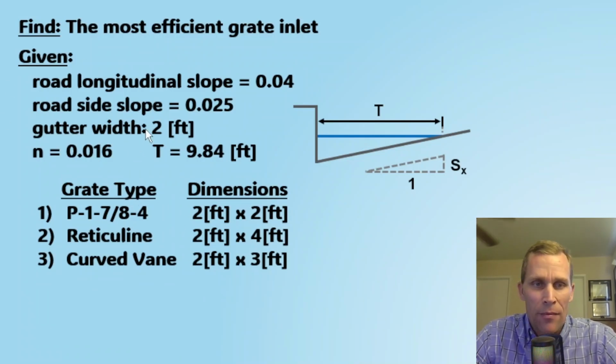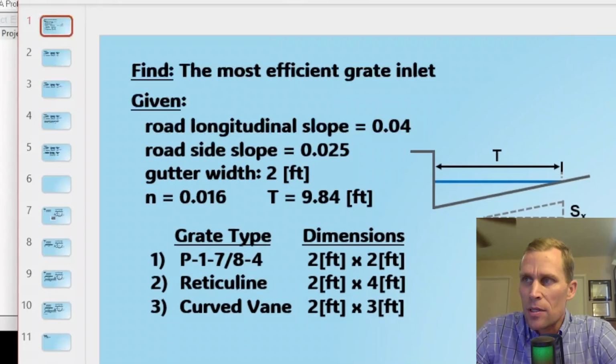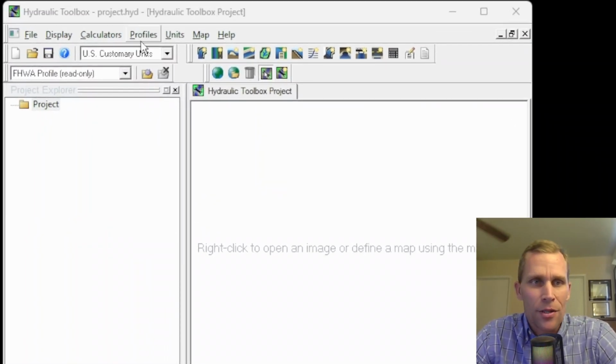And then up above, we have some more information, such as the slope of the road and the side slope, the longitudinal slope, the side slope, the gutter width, Manning's N roughness coefficient, and the top width T. If you want to follow along and use these numbers, I'm going to just move them off to the side here. And let's get started with the hydraulic toolbox.